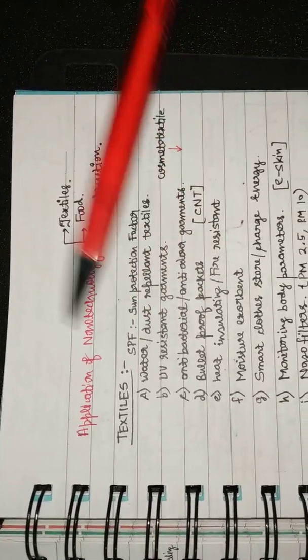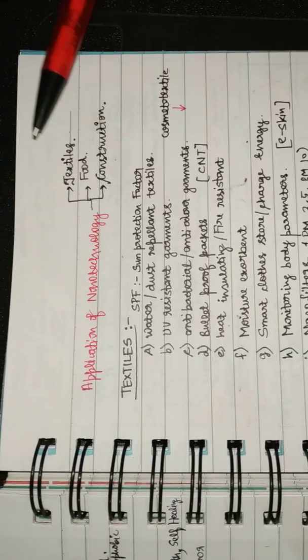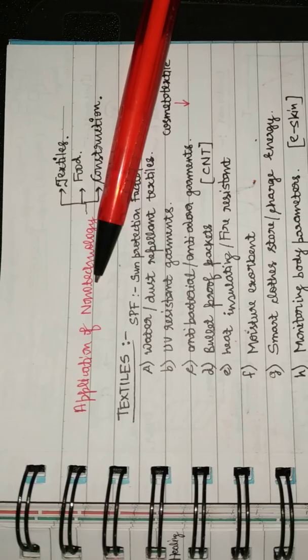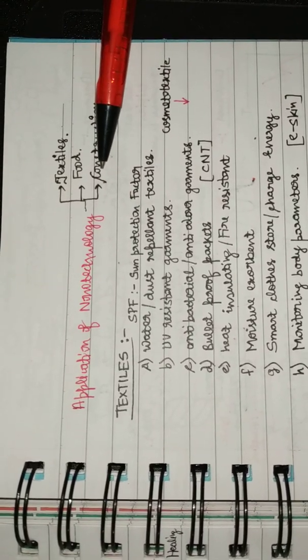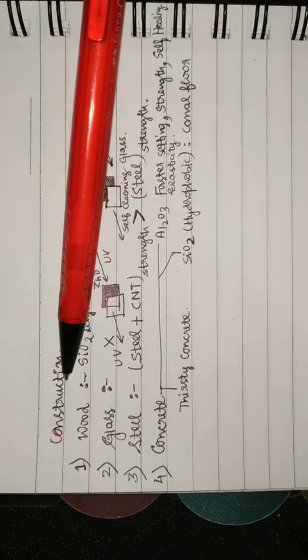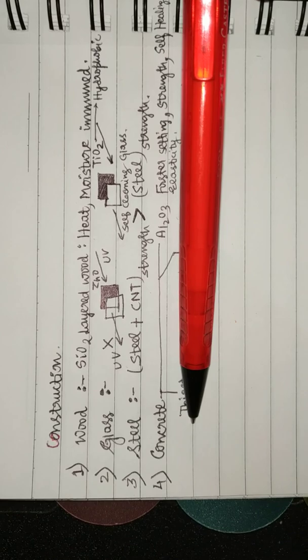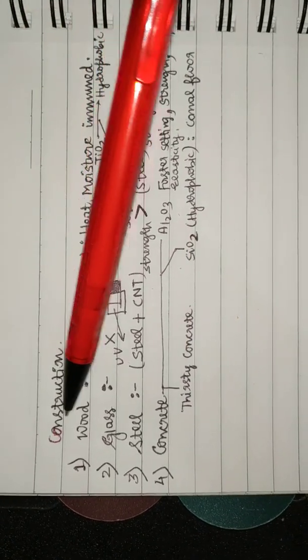Applications of nanotechnology, we have already covered textiles, already covered food. We'll see what is the application of nanotechnology in the construction sector. Now first, these are some of the construction materials, that is wood, glass, steel and concrete. So first of all, the wood.